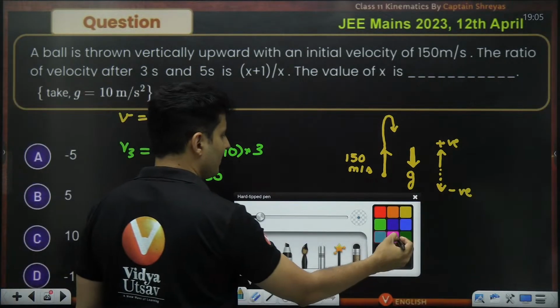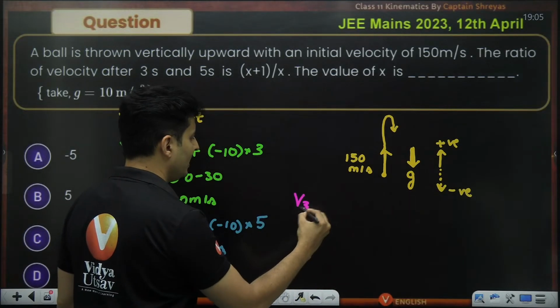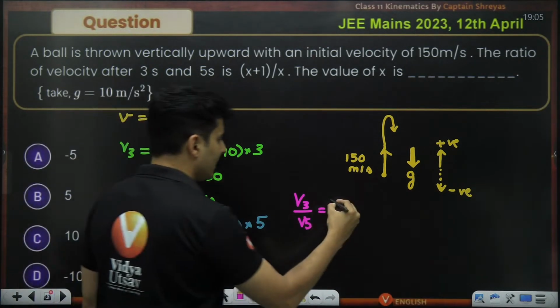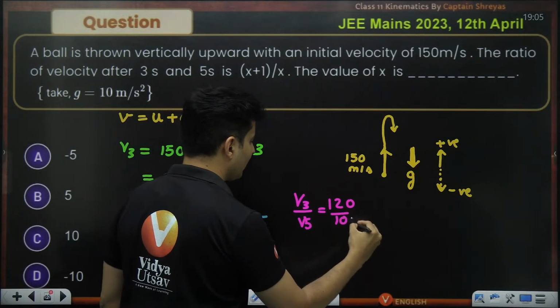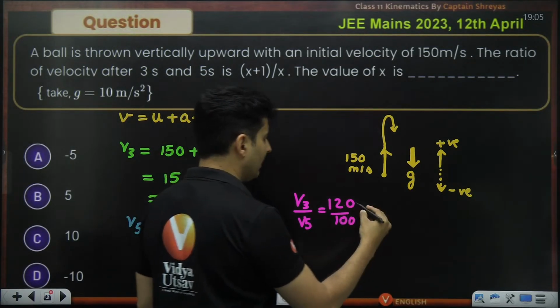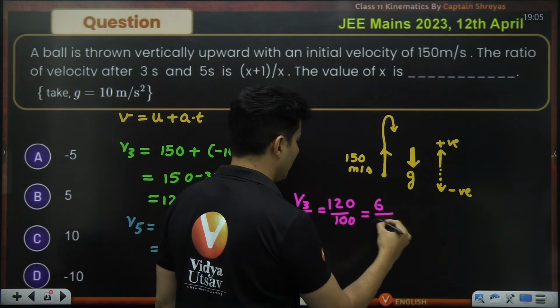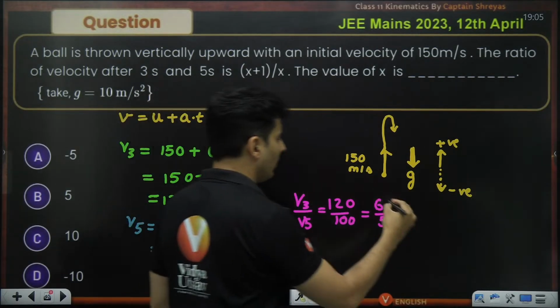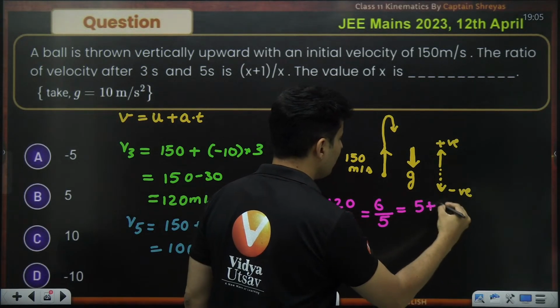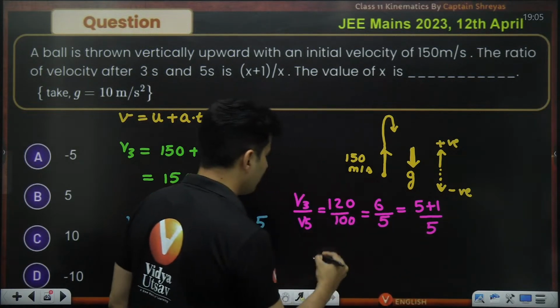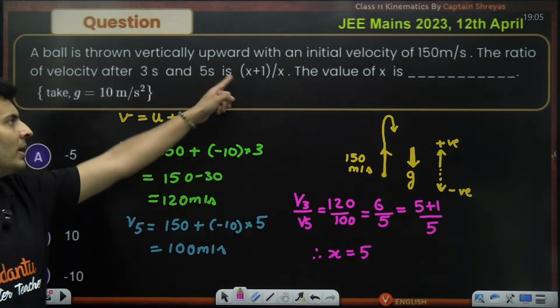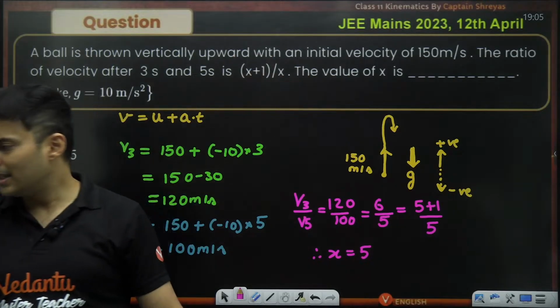Now the question is to figure out the ratio. So V3 by V5 is 120 by 100. 0 cancels, 12 and 10, 2 cancels, so 6 by 5. If you write it in this form, it will be 5 plus 1 by 5. Therefore, x is nothing but the number 5. So x over here has to be found. That will be the number 5.